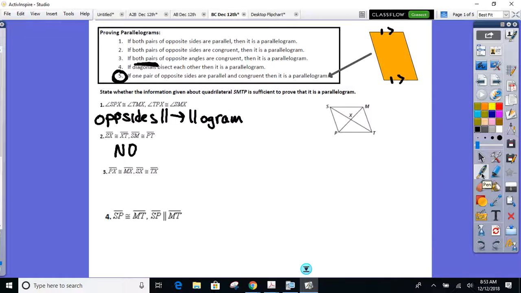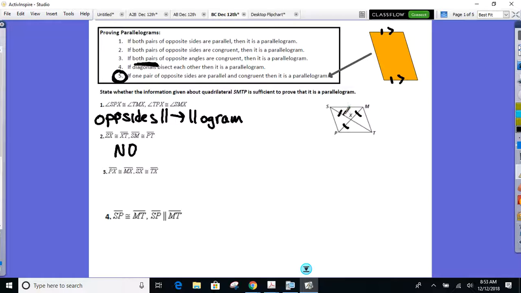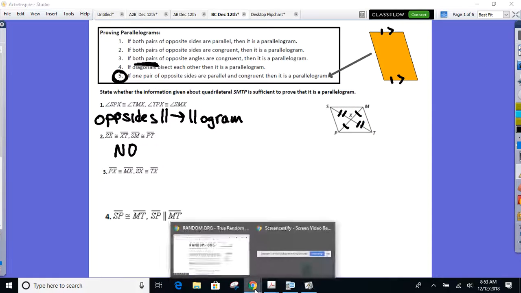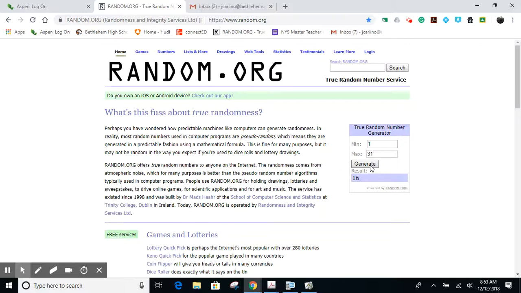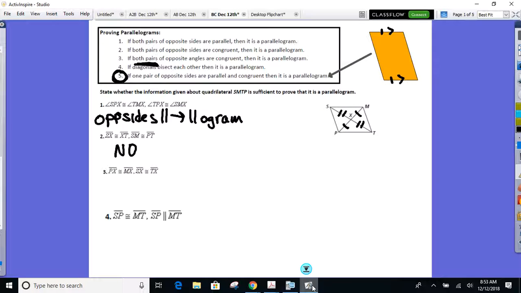Next up, PX and MX and SX and TX. What do I have working for me now? Here you go, number 16. What do I have working for me here? Correct. So that means it's a parallelogram. So diagonals bisect each other imply a parallelogram.